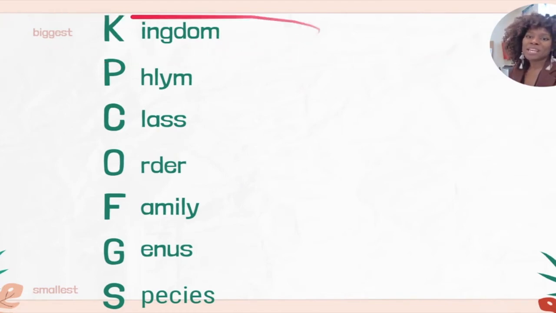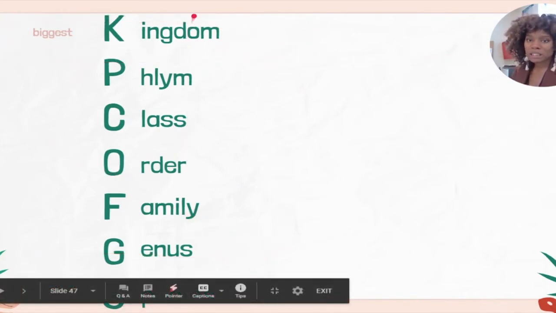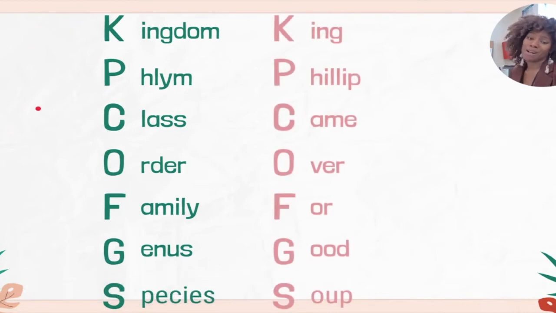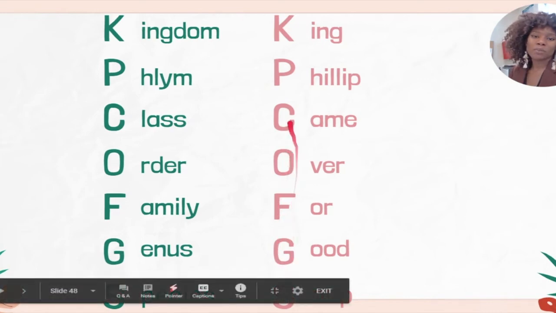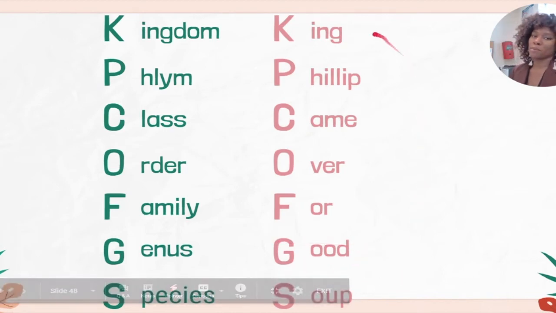So we have kingdom, the biggest, all the way down to species. Kingdom, phylum, class, order, family, genus, species. So a mnemonic, I didn't come up with this, it's been around since the 1800s. Taxonomy was invented in the 1700s by a Swedish dude, Linnaeus. So you basically make up a rhyme for remembering the order. So: King Philip came over for good soup.